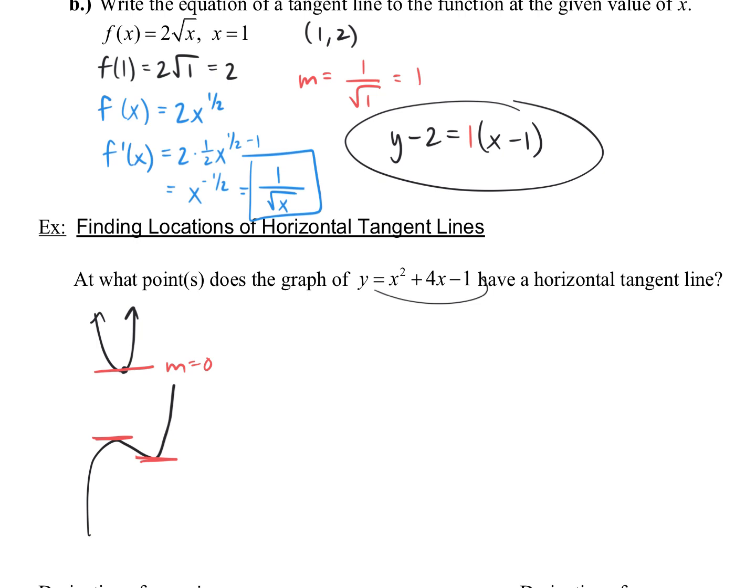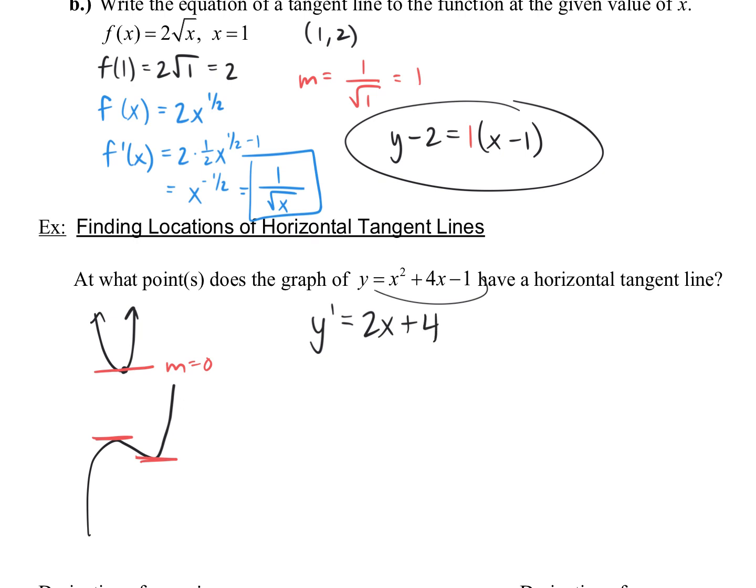I don't just plug in 0. I need to figure out my derivative so that I can set that equal to 0, right? Because the derivative of a function tells me the slope at a certain point. So if I want the slope to be 0, I just have to solve that, okay? So let's find the derivative of this function. The derivative would be 2x plus what? 4. That is my derivative, okay?